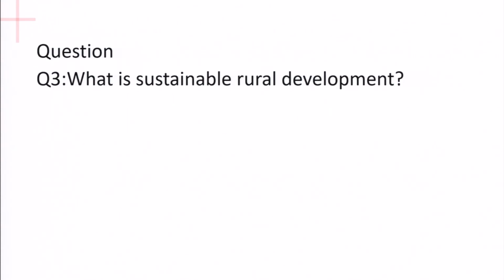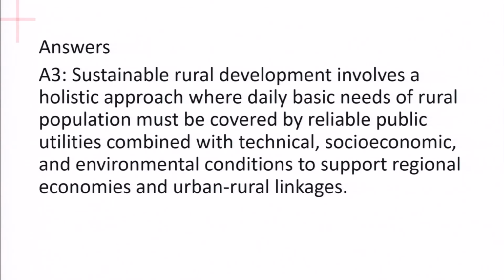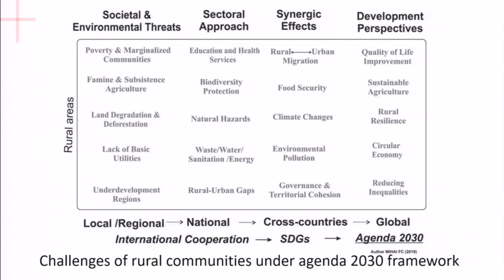Now, third question, what do we mean by sustainable rural development? Sustainable rural development involves a holistic approach where the daily basic needs of the rural population must be converted into reliable public utilities combined with technical, socio-economic and environmental conditions to support the rural regional economies as well as the urban-rural linkages. Now, as the picture indicates, for sustainable rural development there are several challenges, and we need to ensure that we address all the challenges presented in the picture, and all this will help us reach the sustainable development goals and achieve the agenda of 2030.